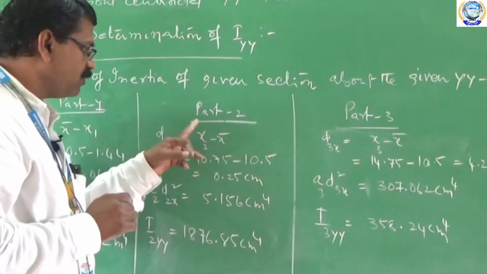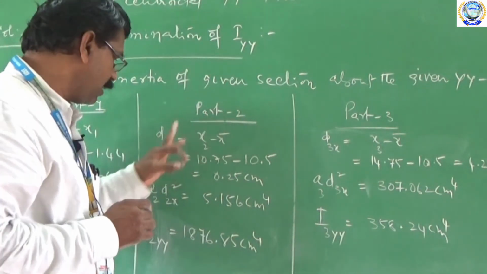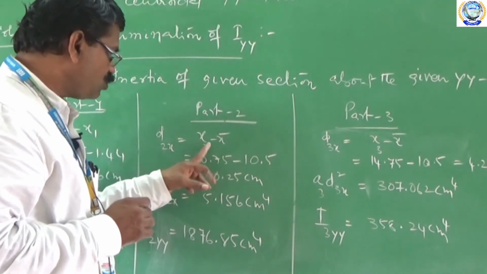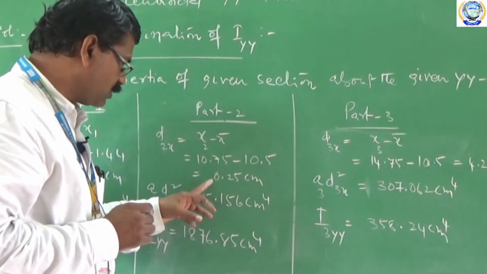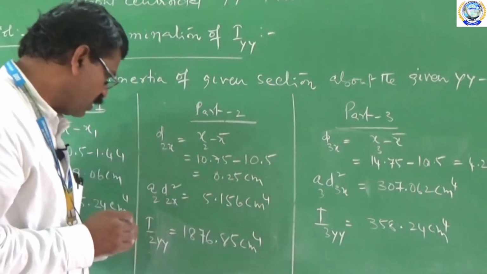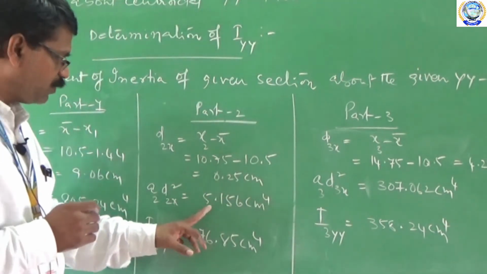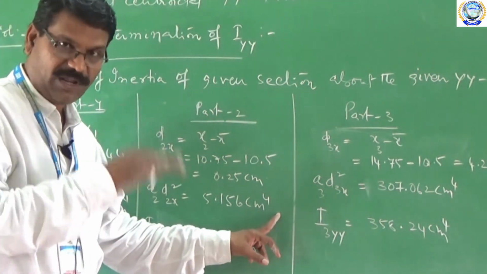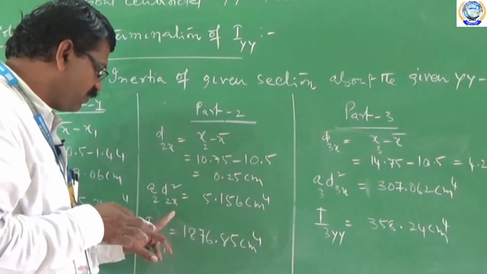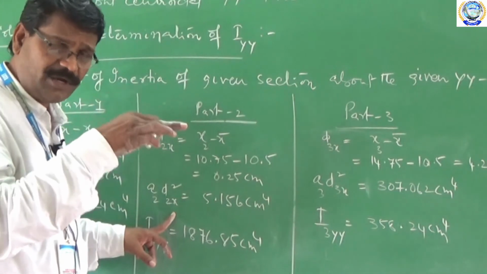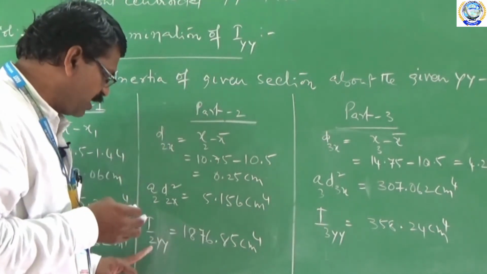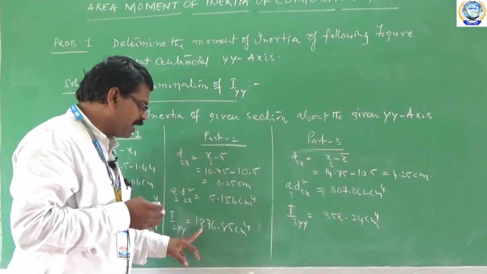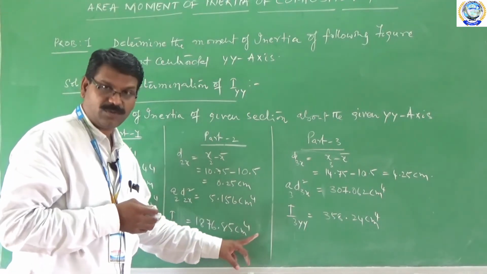And similarly, for the second specimen, the rectangle, d2x is equal to x2 minus x bar, that is equal to 10.75 minus 10.5, that is equal to 0.25 centimeter. Now, A2 d2x square is equal to 5.156 centimeter to the power of 4. Similarly, here also, adding Iy2y2 and A2 d2x square, we will get I2 double y is equal to 1876.85 centimeter to the power of 4.